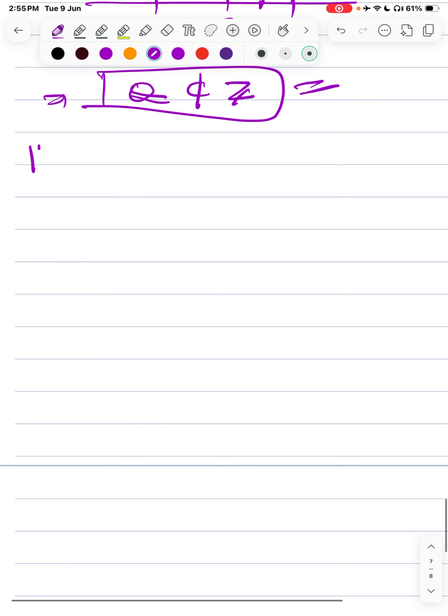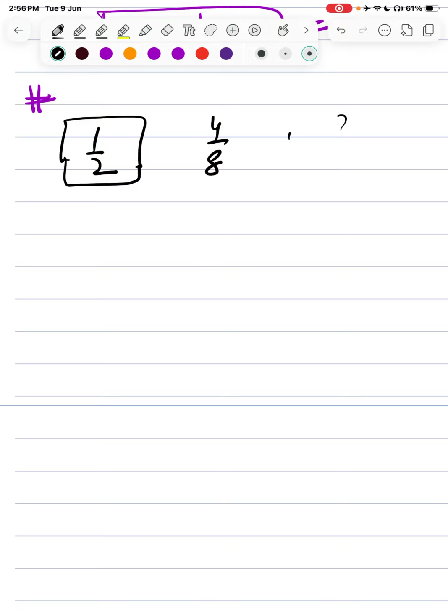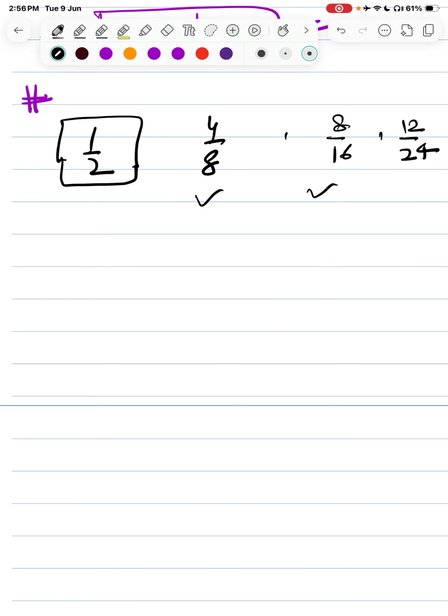Now, the other thing that you must keep in mind is whether the representation of a rational number is unique or not. What do you mean by unique? Suppose I'm writing 1 by 2. Is this the only way to write it, or is there any similar way to write 1 by 2? Can I write 1 by 2 as 4 by 8? Can I write it like 8 by 16? Can I write it like 12 by 24? Yes, because after cutting this, you will get again 1 by 2.